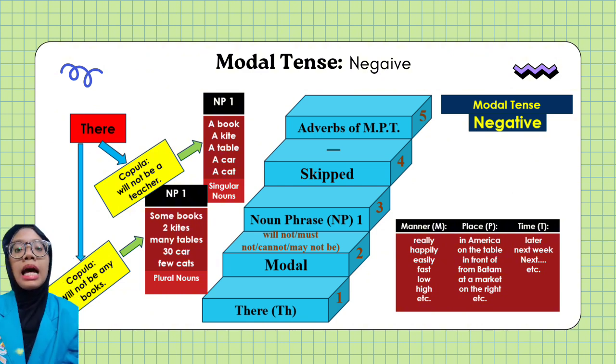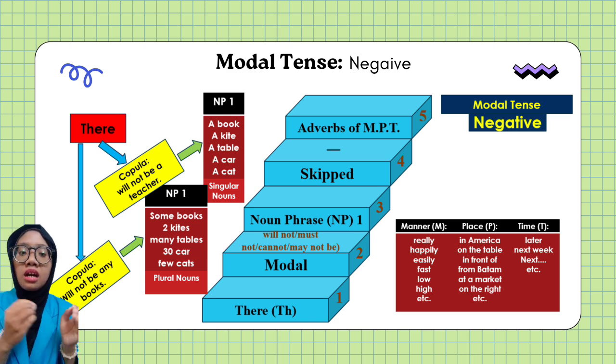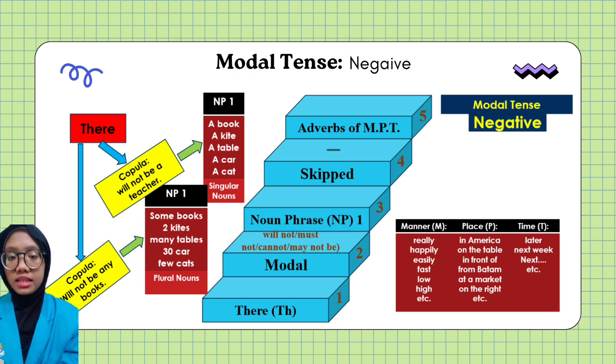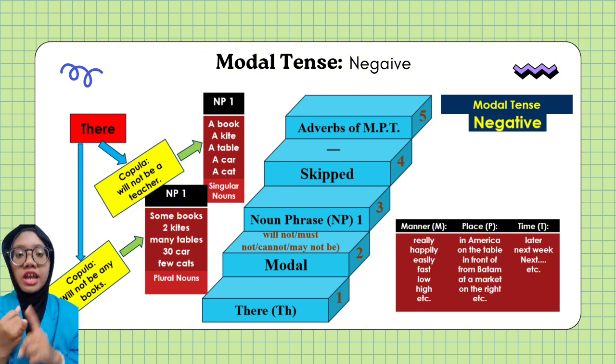For example, there will not be a new menu at the Korean restaurant next week. There, for the first stair; will not be for the modal; a new menu for the noun plus one; at Korean restaurant for the adverb of place; and next week for the adverb of time.